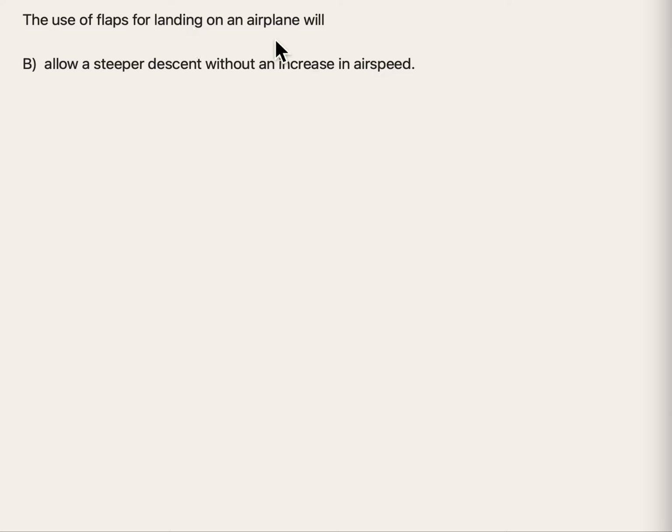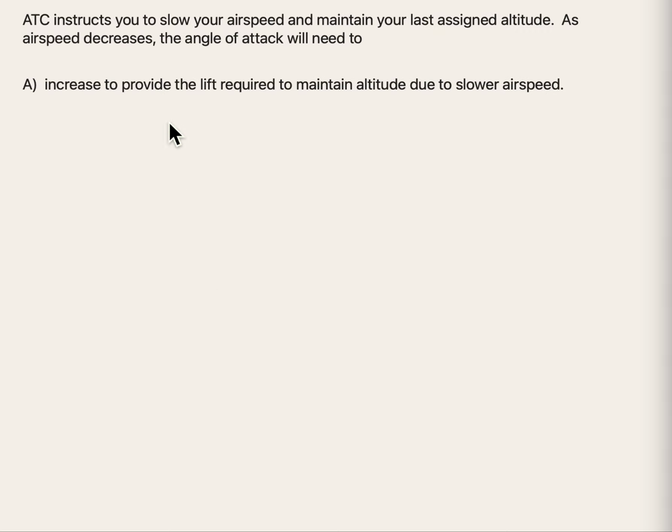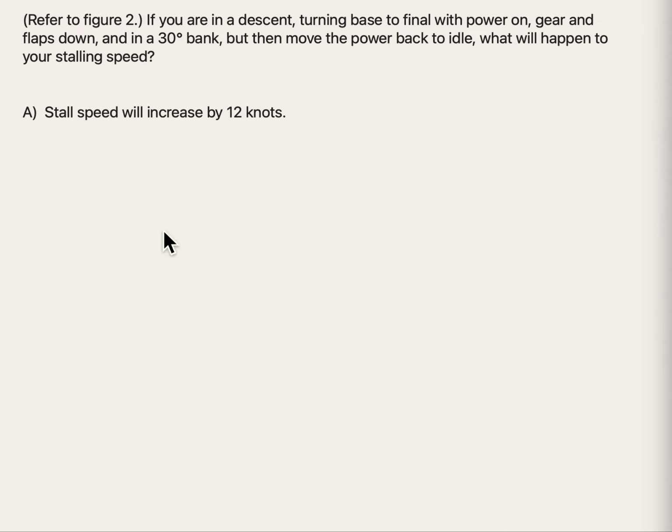The use of flaps for landing on an airplane will allow a steeper descent without an increase in airspeed. That's easy. Air traffic control instructs you to slow your airspeed and maintain your last assigned altitude. As airspeed decreases, the angle of attack will need to increase to provide the lift required to maintain altitude due to slower airspeed. Easy.